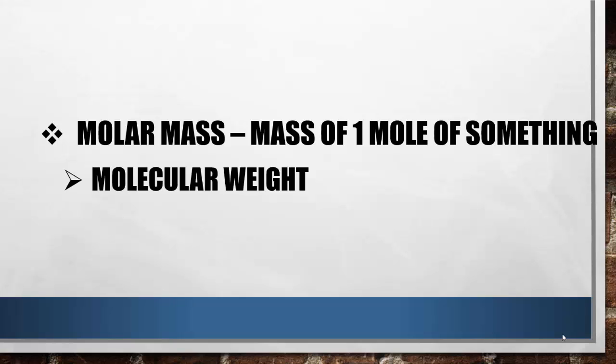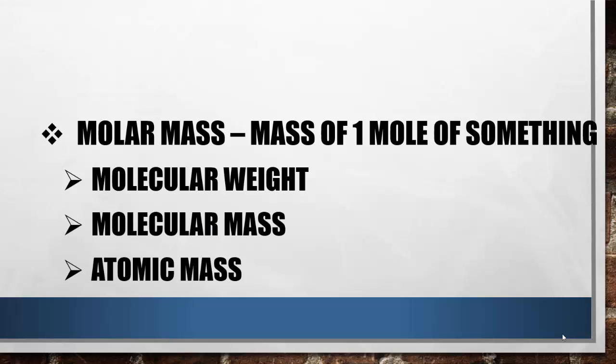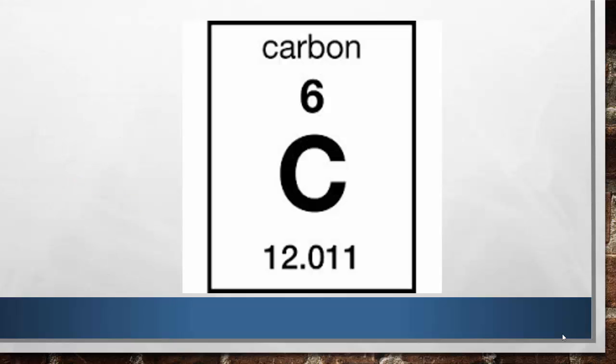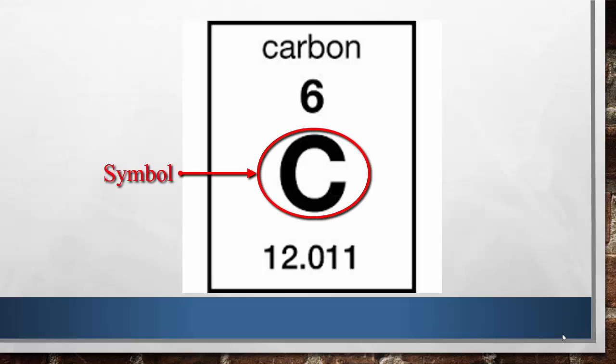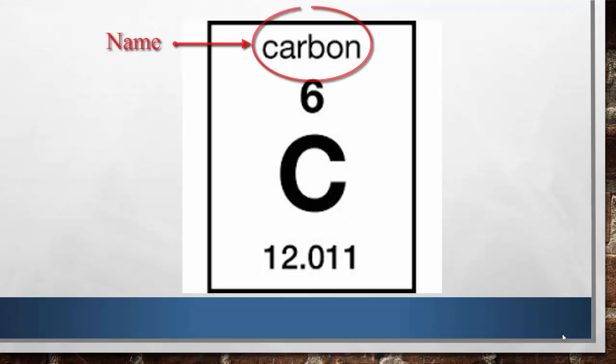When dealing with chemicals, we frequently call this the molecular weight, or the molecular mass, or the atomic mass, or the atomic weight, or the molar mass. I tend to use molecular weight, which is abbreviated MW. Go to the periodic table and you'll find something that looks like this: the box with the element symbol, the name, the atomic number, and the atomic mass.